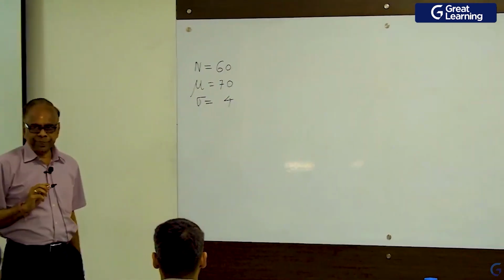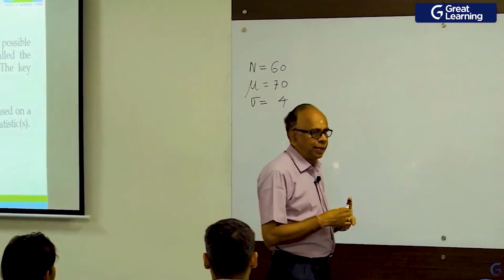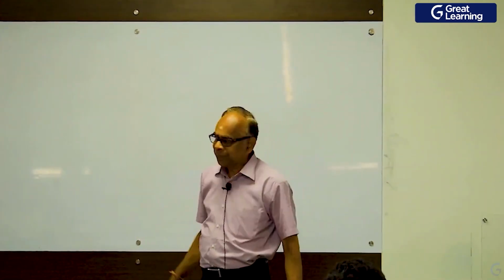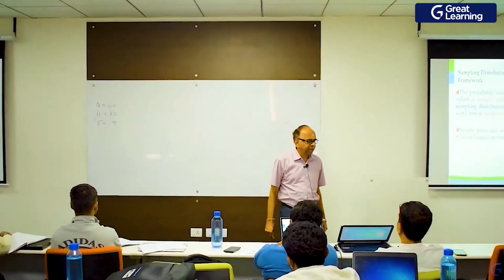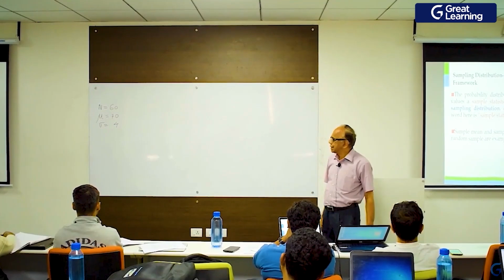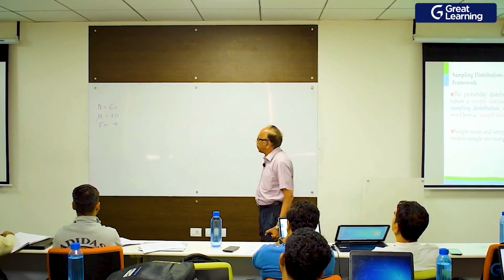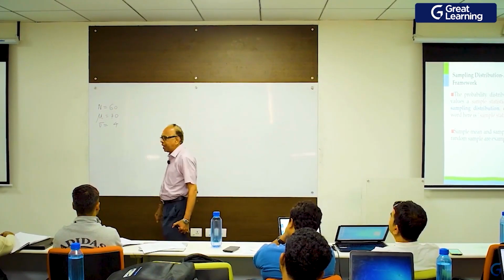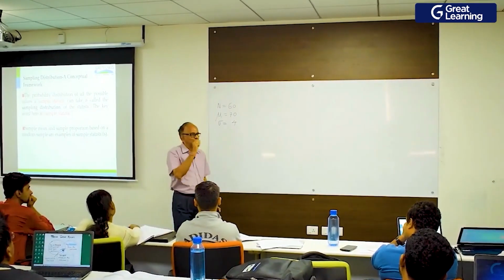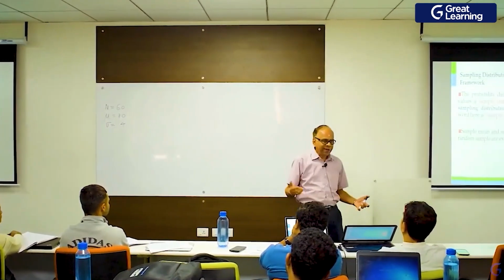This is the class marks. Representing all the 60 students, the arithmetic mean average is mu equal to 70, and the standard deviation is 4 marks. This is the marks of the class. Supposing I pick up 4 students at random, any 4 students. How many ways can I do it?